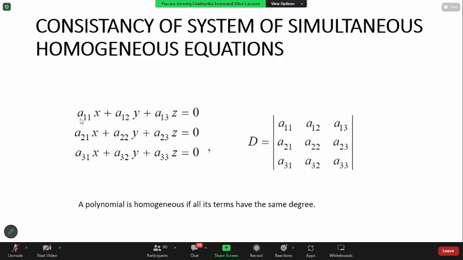So here again, you have been given 3 simultaneous equations with 9 coefficients: A11, A12, A13, A21, A22, A23, A31, A32, A33. By using these 9 coefficients, we have constructed our original matrix D. So, in order to do this, first we need to be clear on these keywords. Homogeneous. What do you mean by homogeneous?